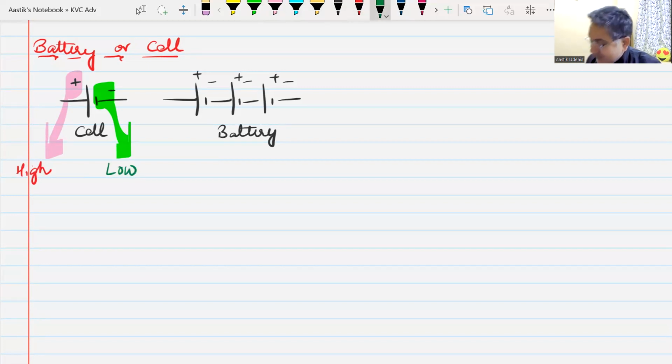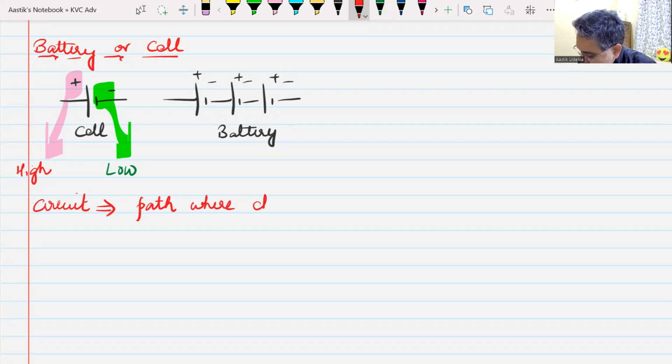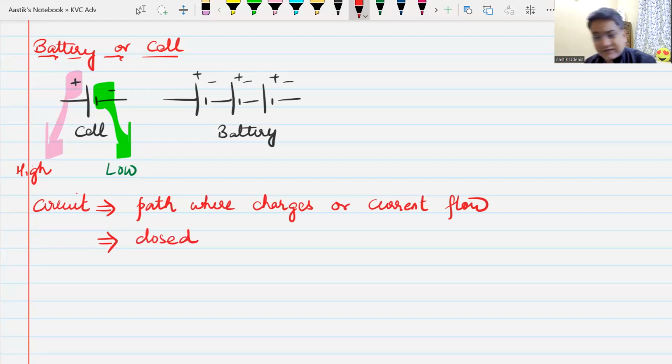What is the function of a battery or a cell in an electrical circuit? Now remember, whenever we talk about an electrical circuit, we talk about a path where current or charges can flow. A circuit is nothing but a path where charges or current flow. Do we understand this? Yes, sir. Charge or current can only flow when the circuit is closed. Do we understand this? Yes, sir. If the circuit is open, charges or current cannot flow. Do we understand this? Yes, sir.